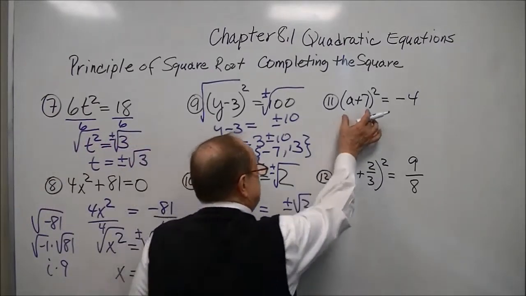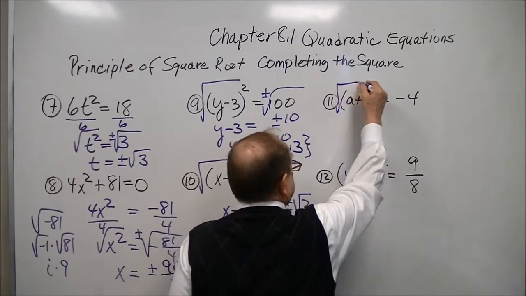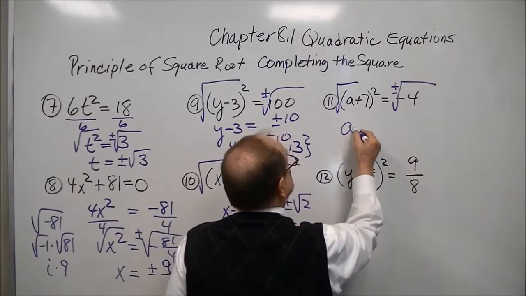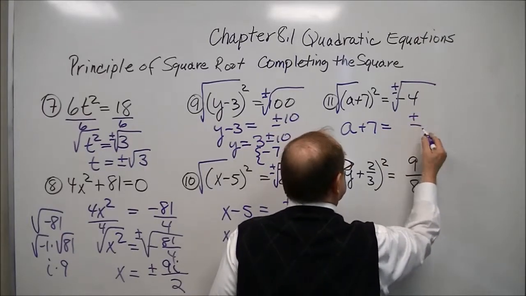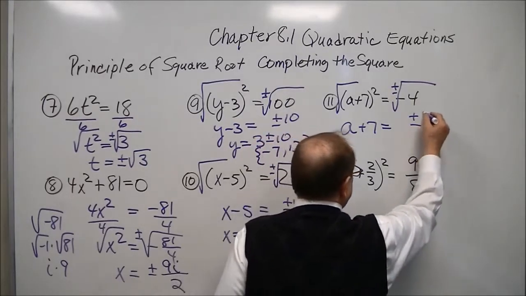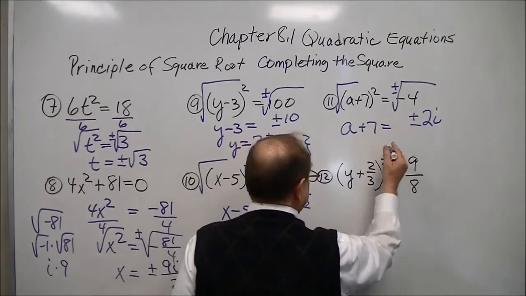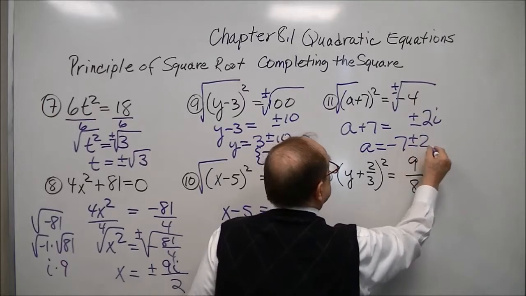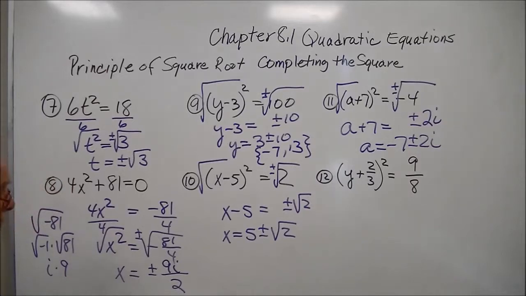So we have a binomial squared equals something. We take the square root of both sides. And this just becomes then the radicand. x plus 7 equals plus or minus. Now what is the square root of negative 4? Well, that's 2i. And then you transpose the 7. And notice that's in standard form of your complex number.